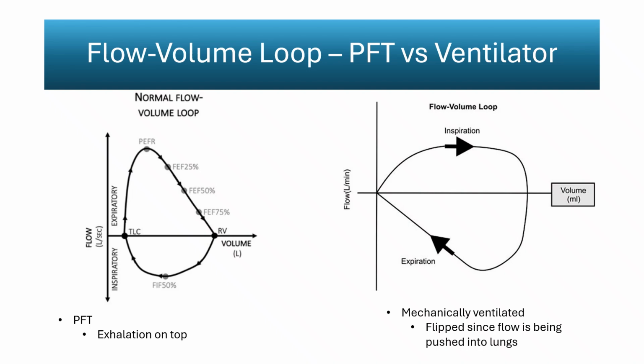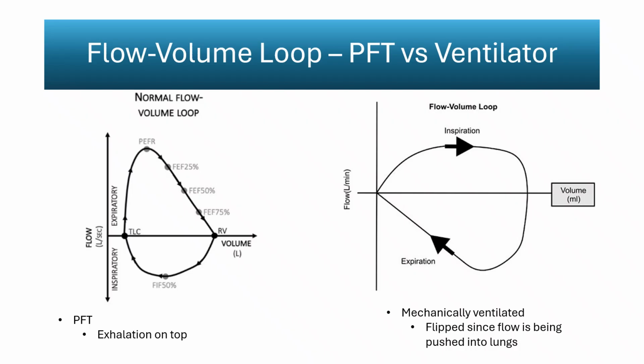In pulmonary function testing, the flow volume loop is displayed with exhalation on the upper portion of the graph. The patient begins at total lung capacity and exhales forcefully, producing a rapid rise to peak expiratory flow. As lung volume decreases, flow gradually falls, creating the descending limb characteristic of forced expiratory maneuvers. After reaching residual volume, the patient inhales, and the inspiratory limb appears on the lower half of the graph.